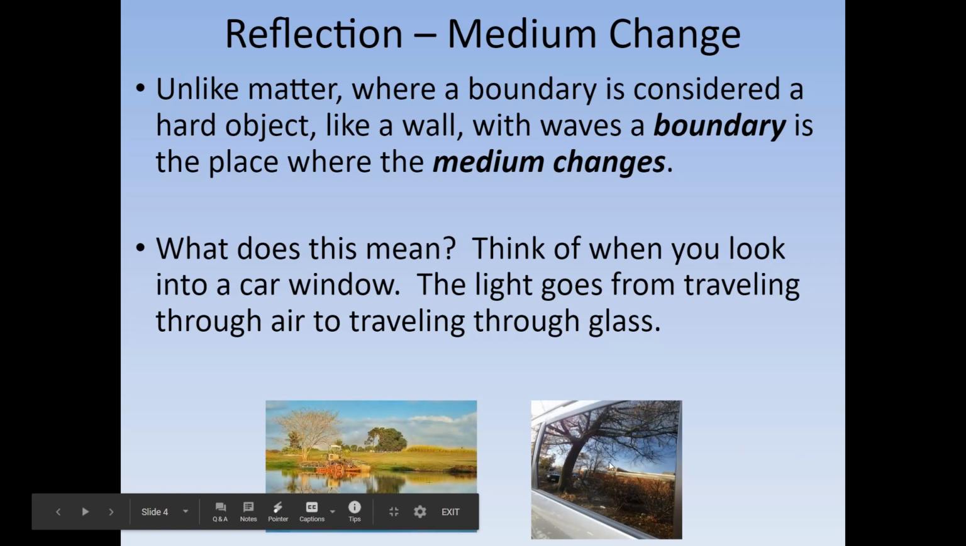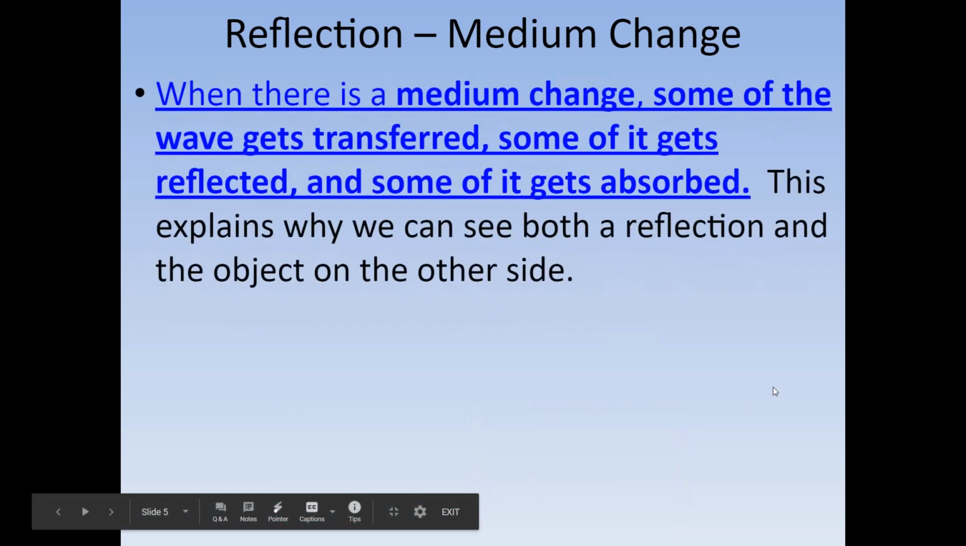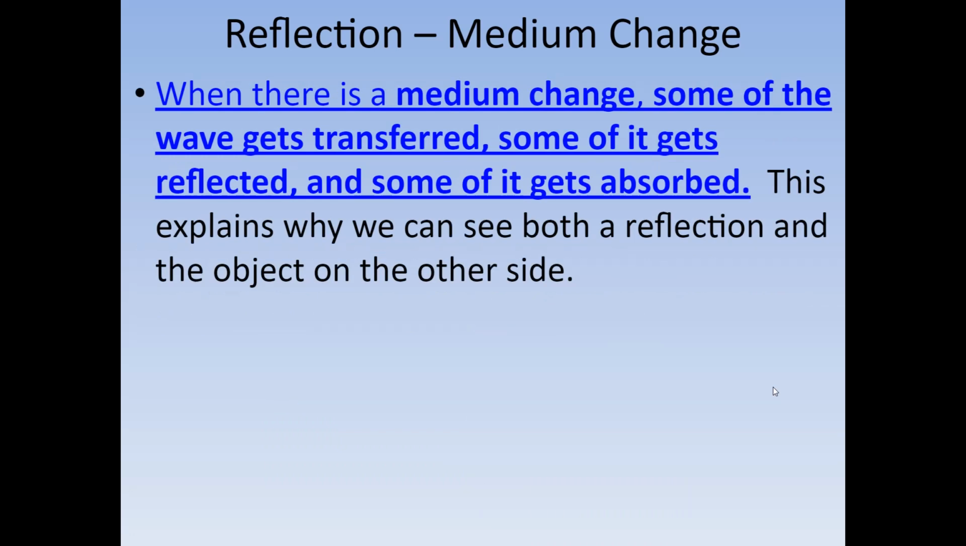Perfect examples would be things like glass and water. Light is traveling through air. All of a sudden, it comes across glass. It's going to travel differently in the glass. So that glass is considered a boundary. Now, every time a wave comes towards a boundary, when there's a medium change, there are three things that are going to occur. Some of the wave is going to transfer and move through the medium, some of it's going to reflect off of the boundary and bounce back, and some of it's going to be absorbed.